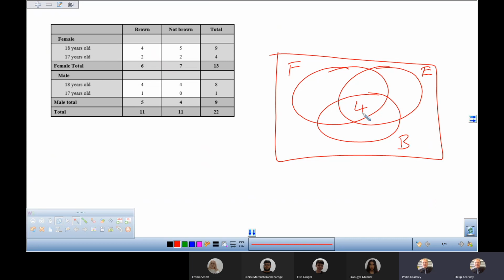Now, if we do F and E, besides the 4, you're looking for the other 5 to make a total of 9 females who are 18 years old. Next overlap, F and B. So we're looking at the other 2, which happen to have brown hair. And then 18-year-olds with brown hair, but not females. So we'll look at the bottom table there. Brown hair, 18-year-olds, but not female. There we go.